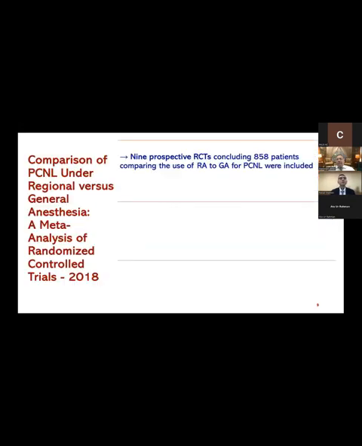This is a meta-analysis of randomized controlled trials, published in 2018, which looked at 9 prospective RCTs, including 858 patients, comparing the use of regional anesthesia to general anesthesia in PCNL.